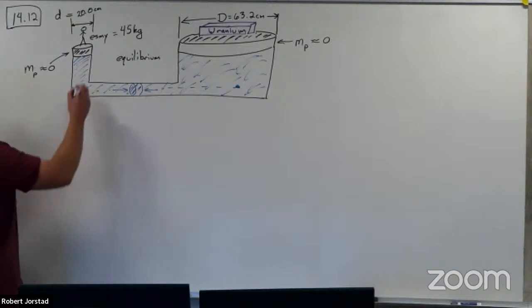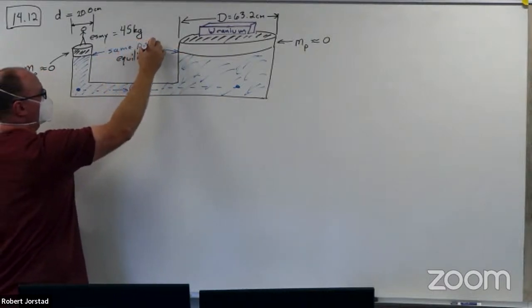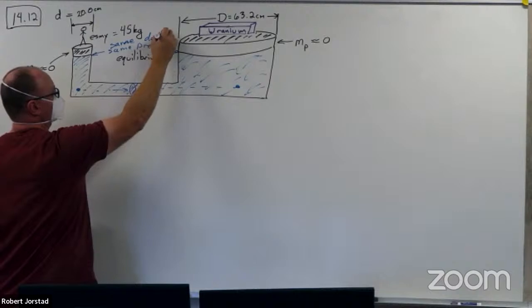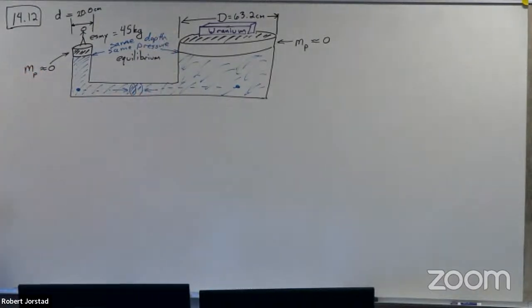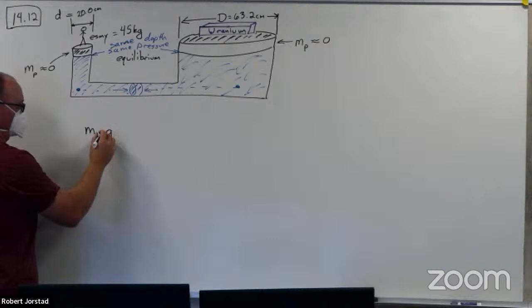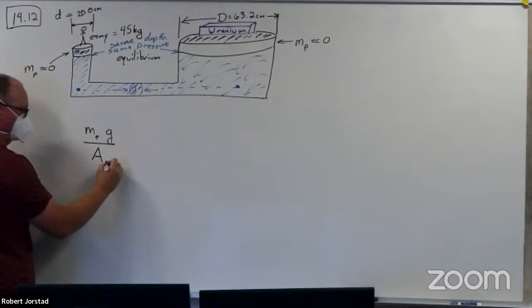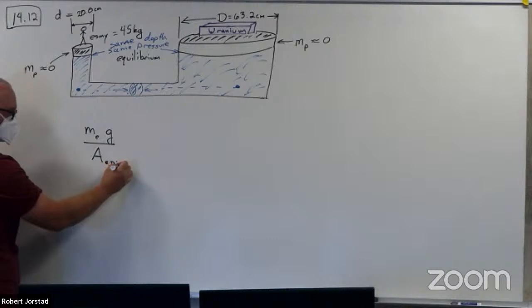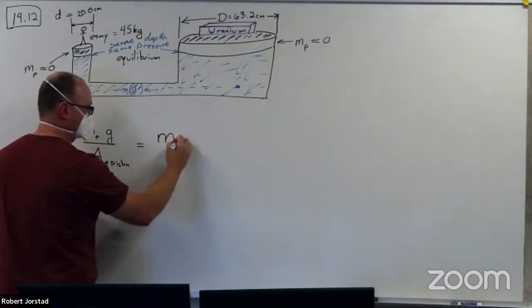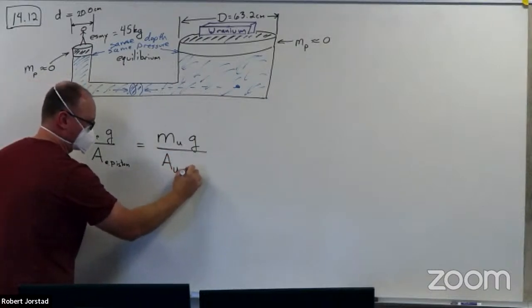Okay, so that means what's true about the pressure right here and right here? Same pressure, same depth. So if you have the same depth, you must have the same pressure. So do you agree mg of Esme, I'll just say mg of Esme, divided by the area of Esme's piston must equal the mass of the uranium times g over the area of the uranium piston.